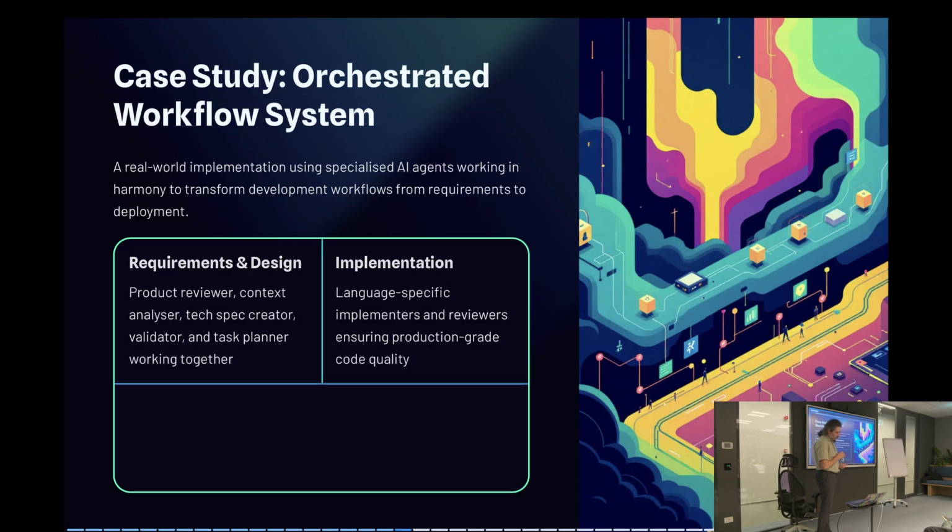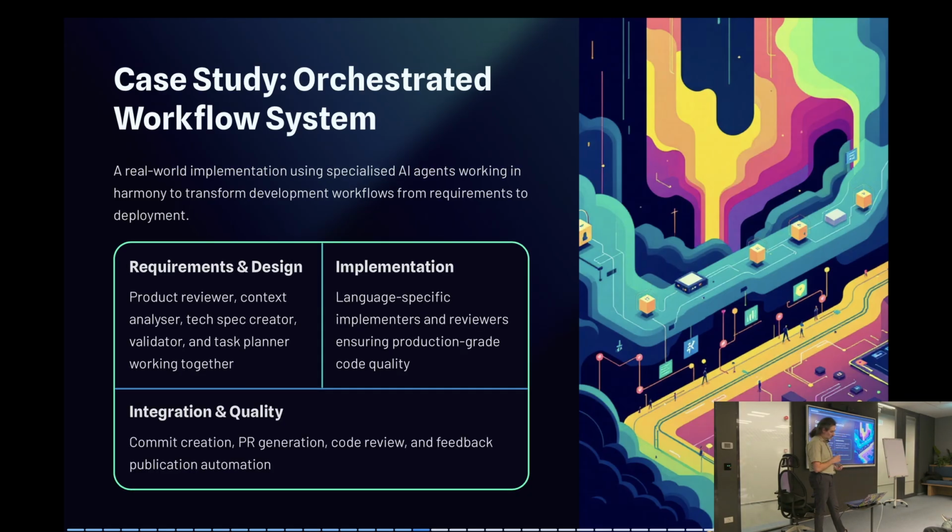In the implementation phase, we have language-specific implementation agents: the JS code implementer, the Java code implementer. Basically, you can have agents for every language or technology stack that you can think of, and they provide quality assessment for clear pass-fail decisions.